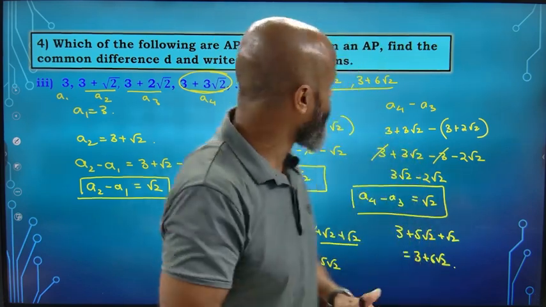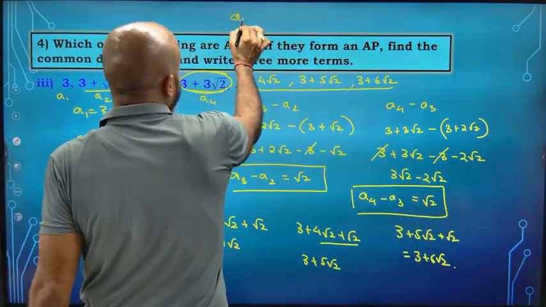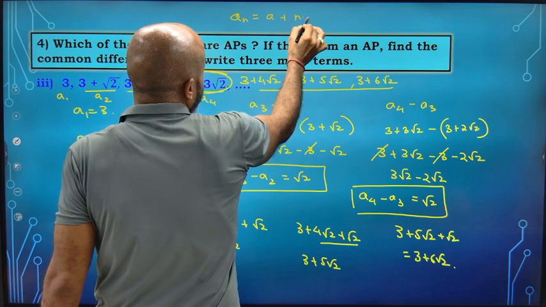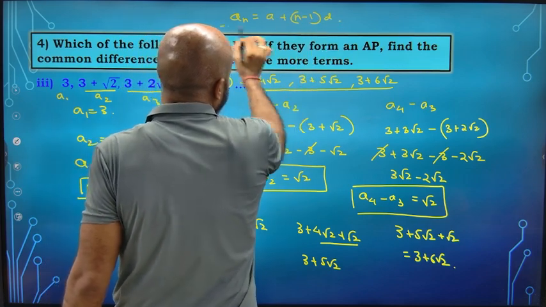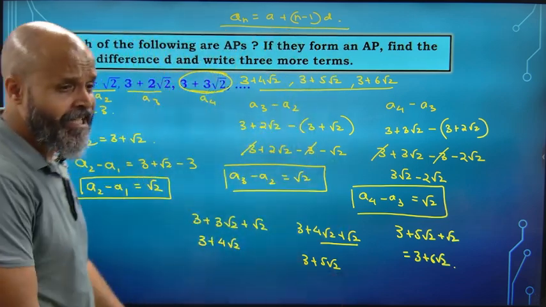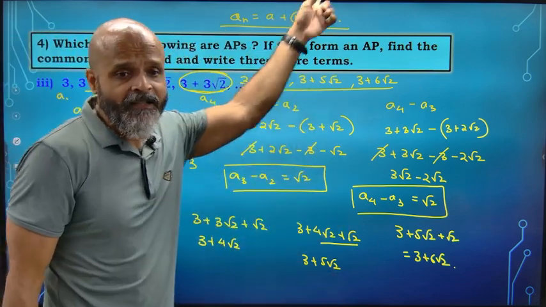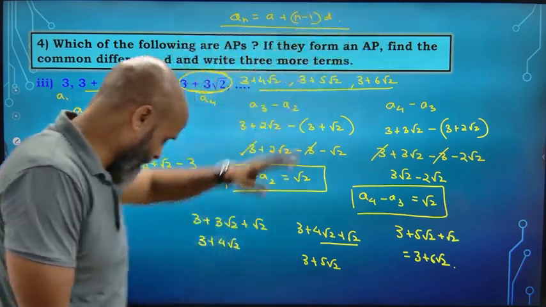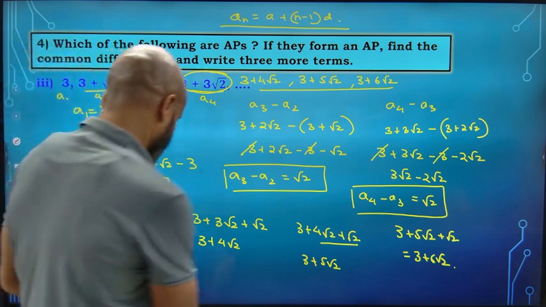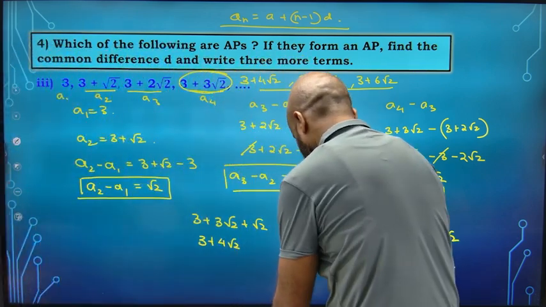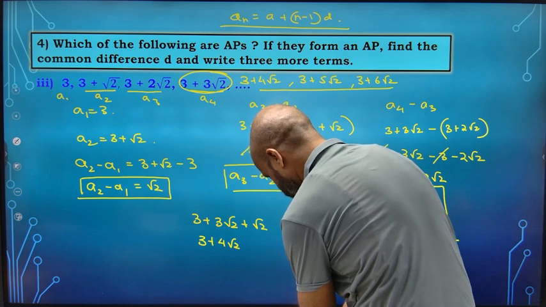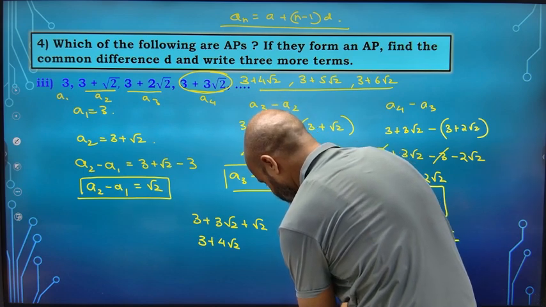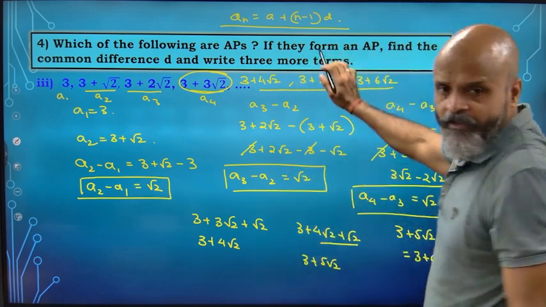One you have already learned, which is what? The nth term of an AP. An is equal to a plus n minus 1 into d. Can anybody explain me as to what is a here? A is first term, okay. N is number of terms, d is common difference. Okay, so this is applicable everywhere. Okay, are we clear on this one, people?